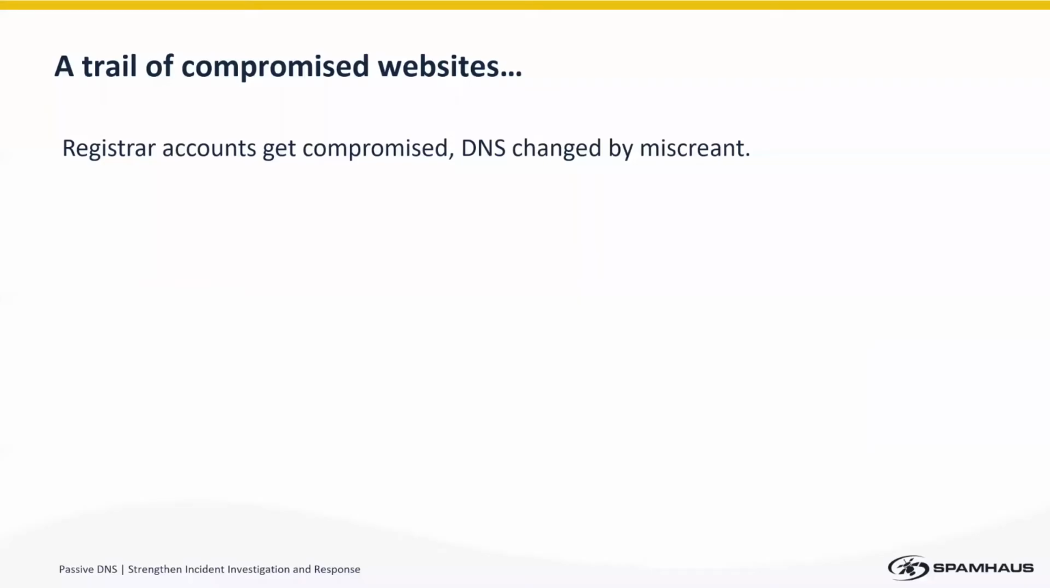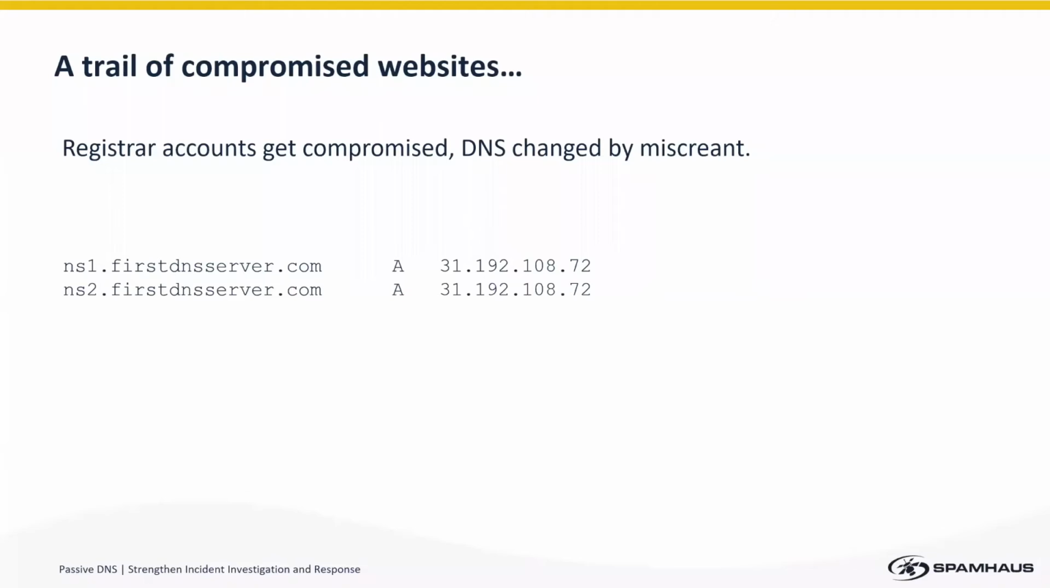So in this example, registrar accounts get compromised. Now, this doesn't mean that the actual registrar gets compromised. It's the customers of the registrar who get compromised, and the DNS of those domains that are maintained or managed by that registrar are changed by the miscreant. So the first thing that we look at here are two name server records. And you can see them right there, ns1, ns2.firstdomain.dnsserver.com. And we see that both of these name servers are pointing to this 31.ip as their A records.